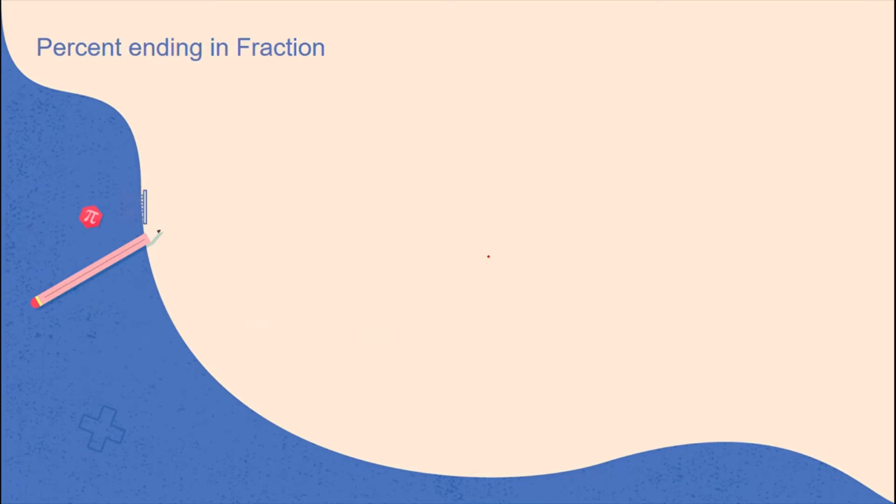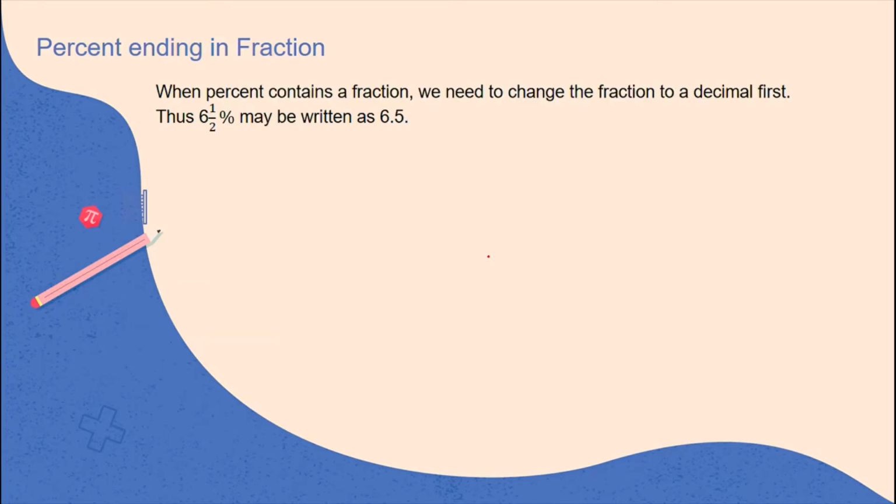Now, let's proceed to percent ending in a fraction. When a percent contains a fraction, we need to change the fraction to a decimal first. For example, 6 and 1/2% may be written as 6.5%. Why do I have 6.5 here? The fraction 1/2 is expressed as 0.5 in decimal. How do I get the 0.5? I just divide 1 by 2. So let us try 1 divided by 2.